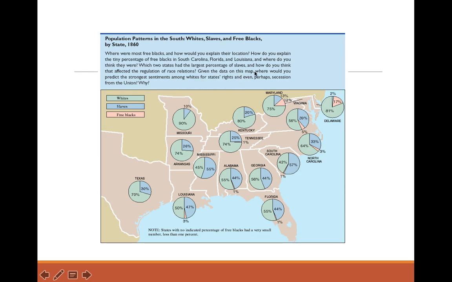They asked a question here, given the data on this map, where would you predict the strongest sentiments among whites for states' rights and even perhaps secession from the Union? And it's obvious where that's going to be. Okay.